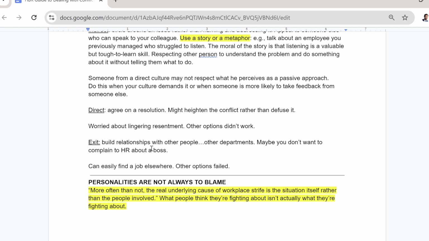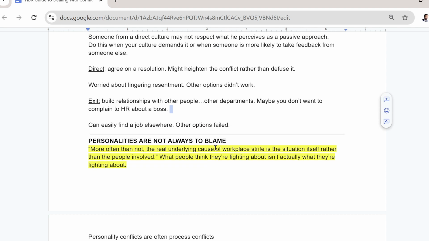All right, now the other thing here is just to exit the relationship. And one approach you can do is just build relationships with other people, other companies, other departments. Maybe you don't want to complain to HR about a boss, for example, because it's not the best thing for you politically. So the best thing is just to transfer. You do this if you can easily find a job elsewhere or when all the other options have failed.